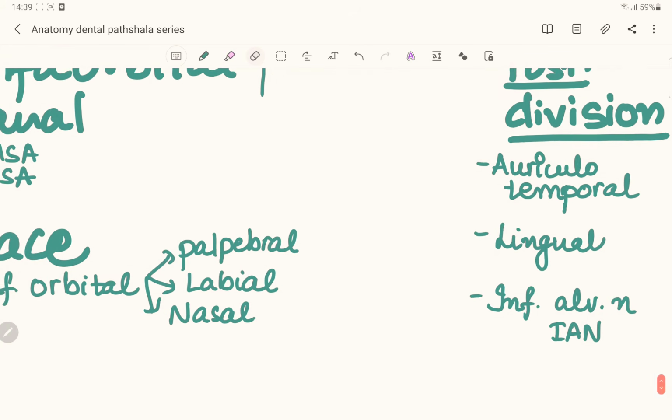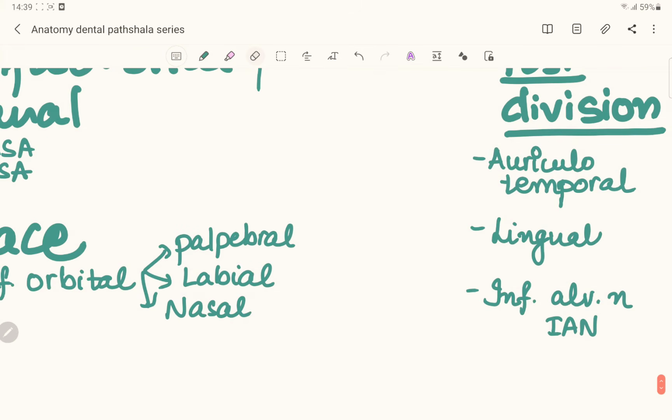Then the last branch of this posterior division of the mandibular branch of the trigeminal nerve is the inferior alveolar nerve, which supplies the lower teeth. Along with that, the mylohyoid. So the nerve to mylohyoid supplies the mylohyoid muscle as well as the anterior belly of digastric.